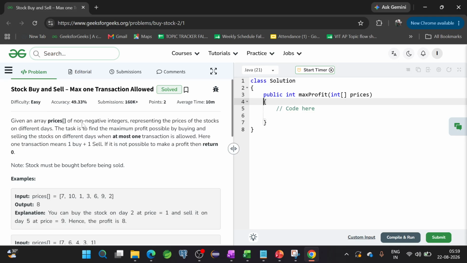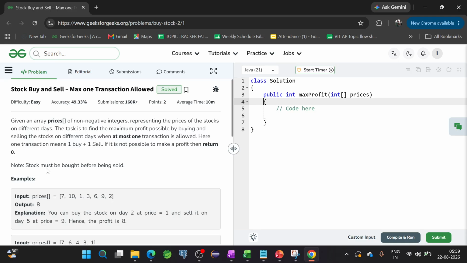So that's why I am discussing first one transaction allowed, then I will discuss two transactions allowed, then k number of transactions allowed to find the maximum. So first I will solve the easy one, then the hard level also. This question is very important. Stock buy and sell, maximum two transactions allowed.